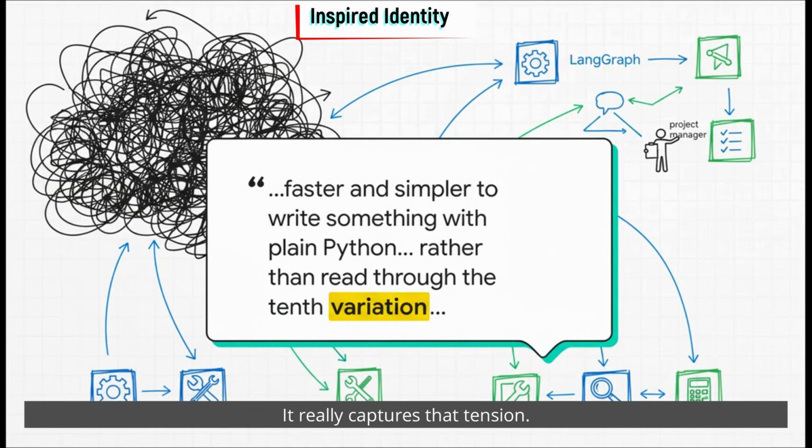And you know, this quote from a developer on Reddit just nails it. It really captures that tension. The whole point of a framework is to make your life easier. But if you have to spend all your time fighting confusing abstractions, sometimes it really is just faster to build it yourself from scratch. And that's the exact pain point that LangGraph's back-to-basics low-level approach is trying to fix.